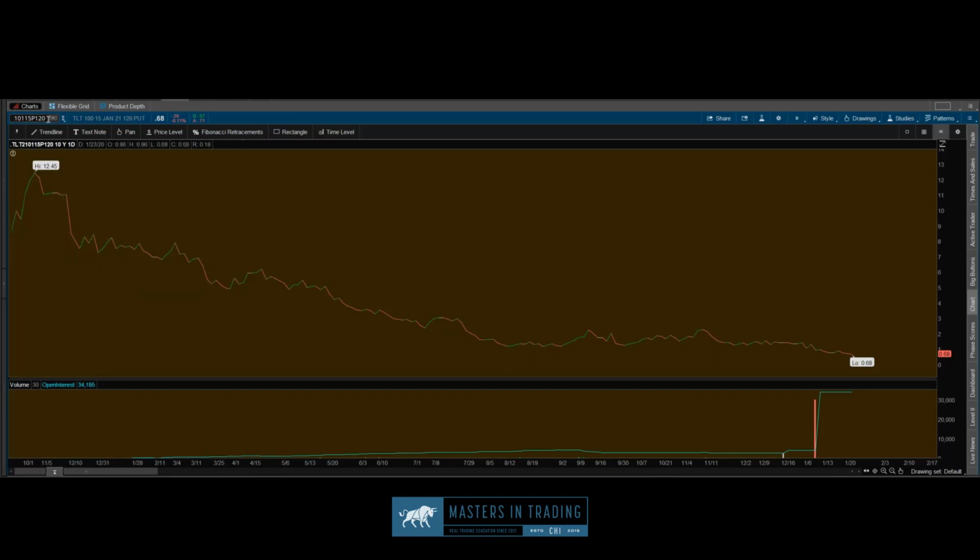This is a single option. I'm not sure if any of you knew that this was possible, but Thinkorswim does allow you to chart individual options on anything: stocks, ETFs, futures, anything that trades can be charted. So this is that put.